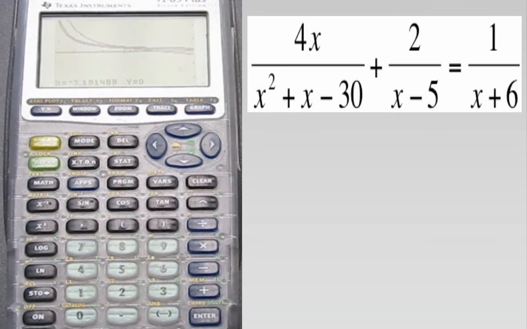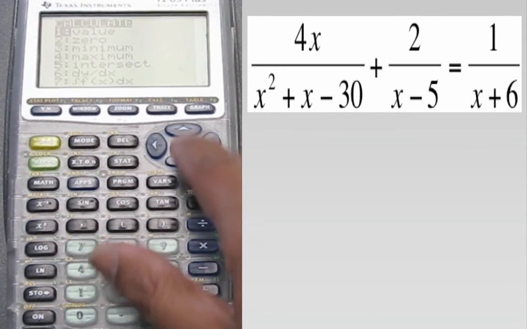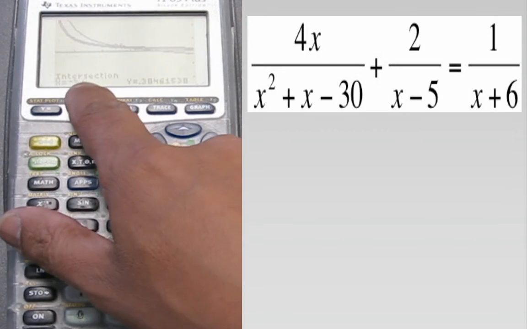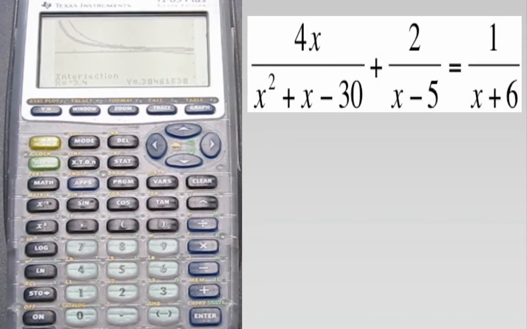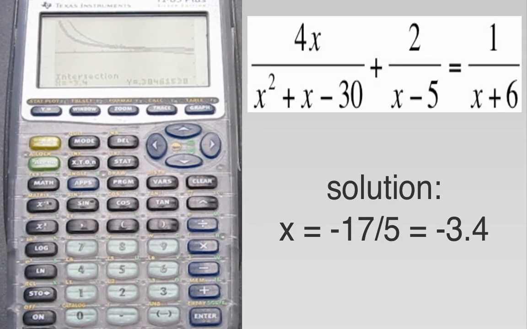How do we find it? Well, we go second trace, and we scroll down to intersect, and really all you have to do now is hit enter 3 times. First curve, I hit enter. Second curve, I hit enter. Guess, I hit enter. It comes up with my solution as x equals negative 3.4 as the solution to this equation, and that actually verifies what we just found algebraically as negative 17/5.